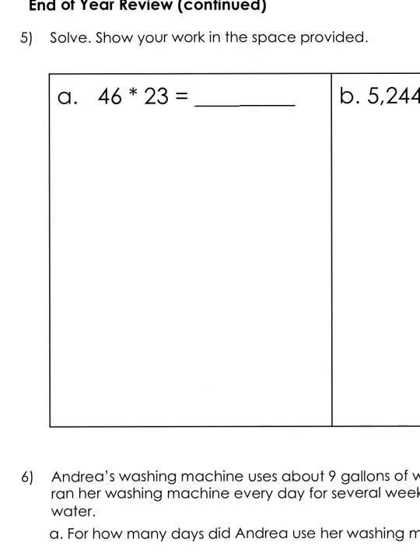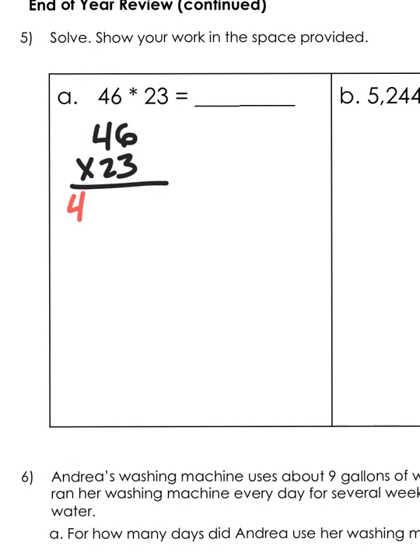So 46 times 23, I'm going to rewrite that problem vertically. You can see that there's two numbers in the tens place value and two numbers in the ones place value. So the way that we're going to do this is we're going to multiply.